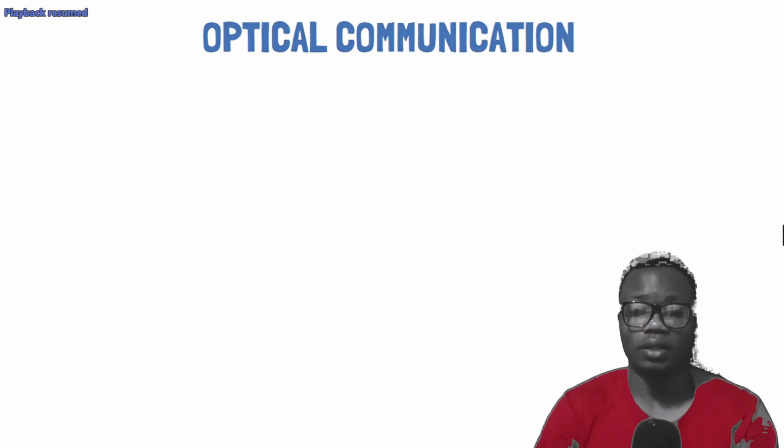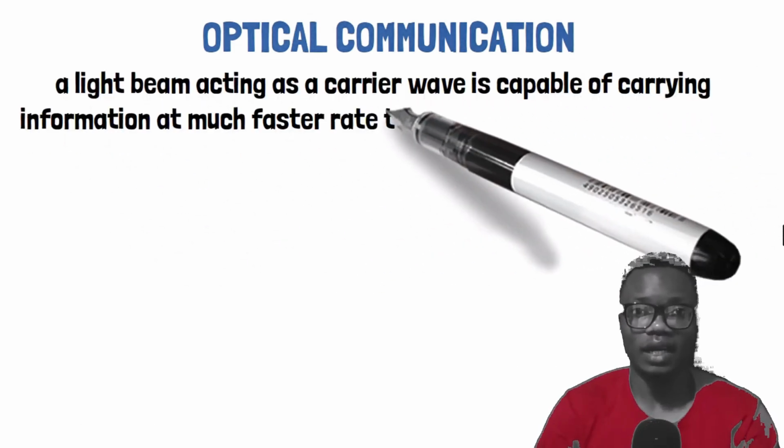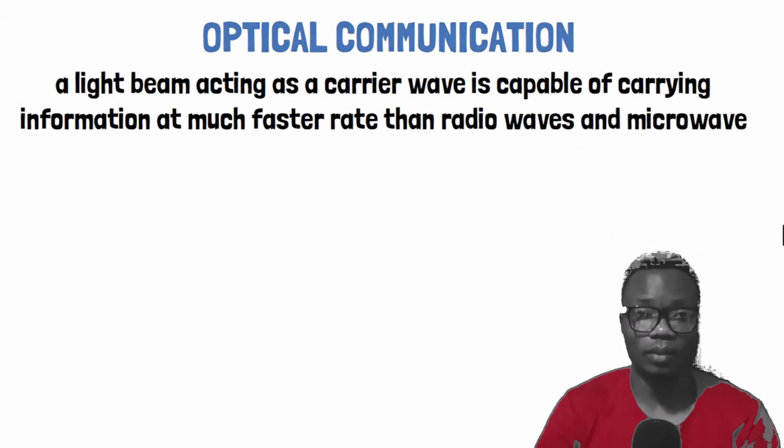In optical communication, there is a light beam acting as a carrier of information from one place to another, from one point to another point. But the information is always carried at a high rate, at a faster rate compared to radio waves and microwaves. So simply, there is a light beam carrying information from one point to another point. This is optical communication.